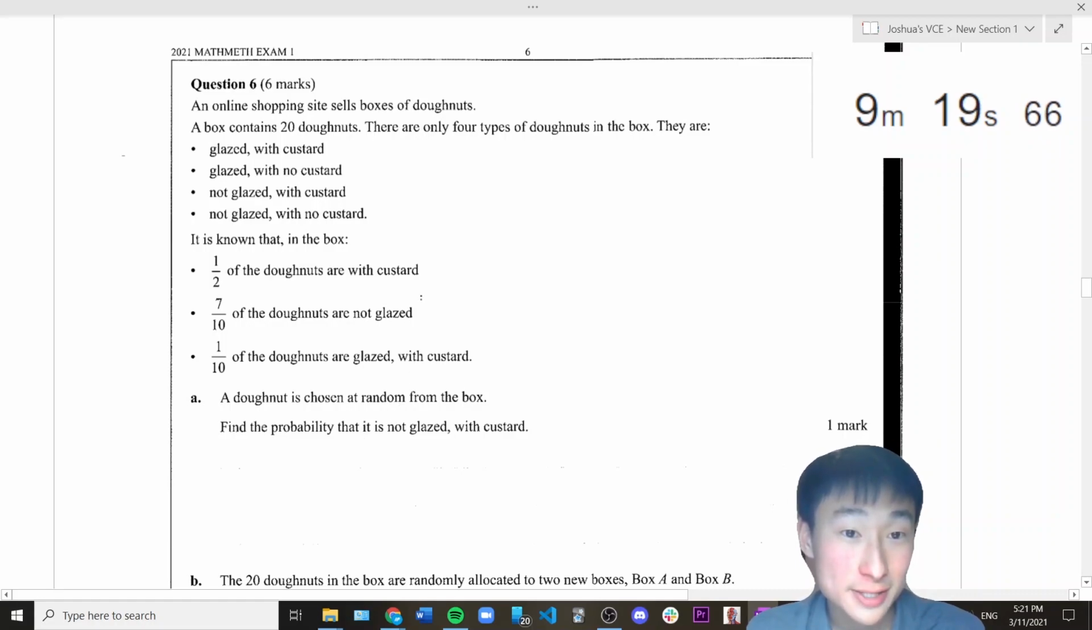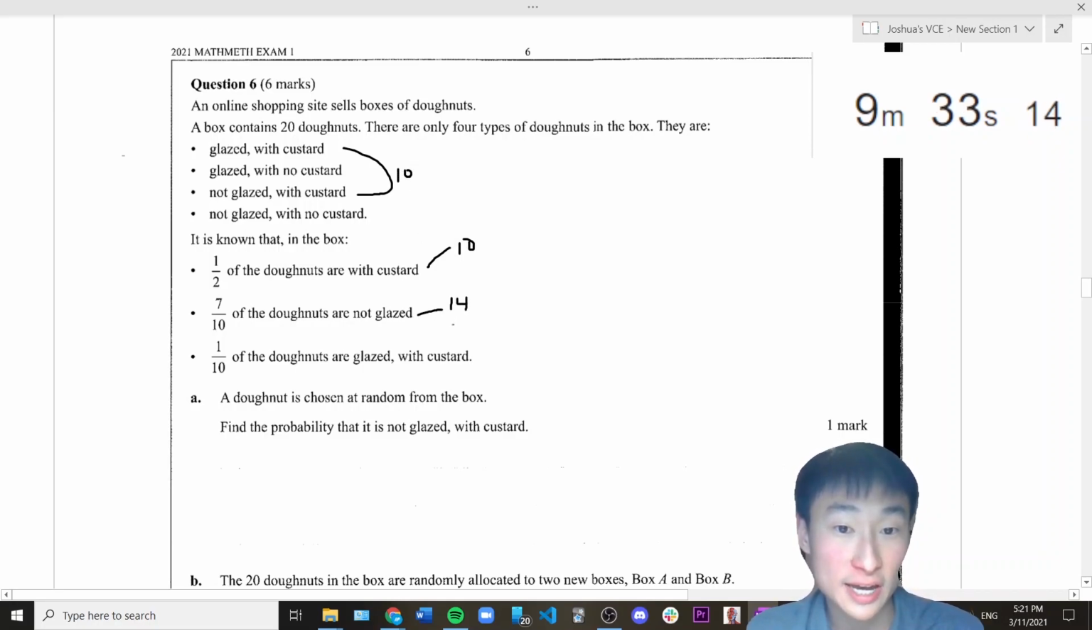Okay, I don't like these questions, but let's just do it. There are 20 donuts, so half of the donuts are with custard, so 10 are with custard. So these two will add to 10. 7 out of 10 are not glazed, so 14 are not glazed, 6 are glazed. So these two will add to 6. These two will add to 14. 1/10 of the donuts are glazed with custard. So 2 out of the 20 are glazed with custard.